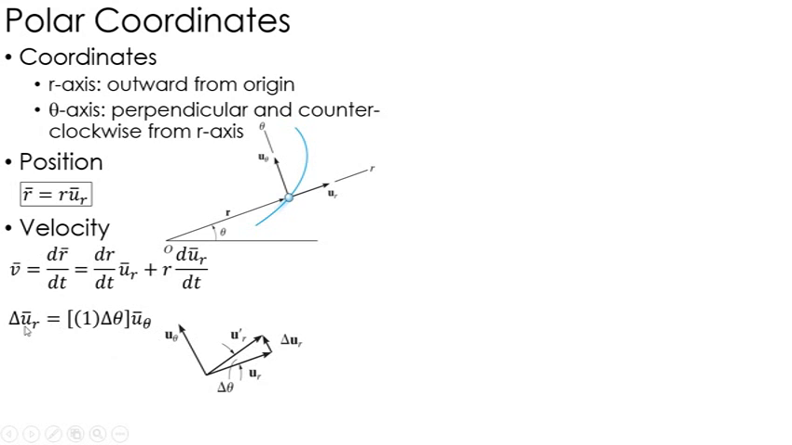So I can write delta u r equal to basically delta theta u theta, which when I put in terms of time derivatives, I get that the time derivative of the unit vector in the r direction is just equal to d theta dt times the unit vector in the theta direction. And I can write my velocity, therefore, as r dot times the unit vector in the r direction plus r times what I have here, which is theta dot times the unit vector in the theta direction. So this, using polar coordinates, is the definition of velocity.